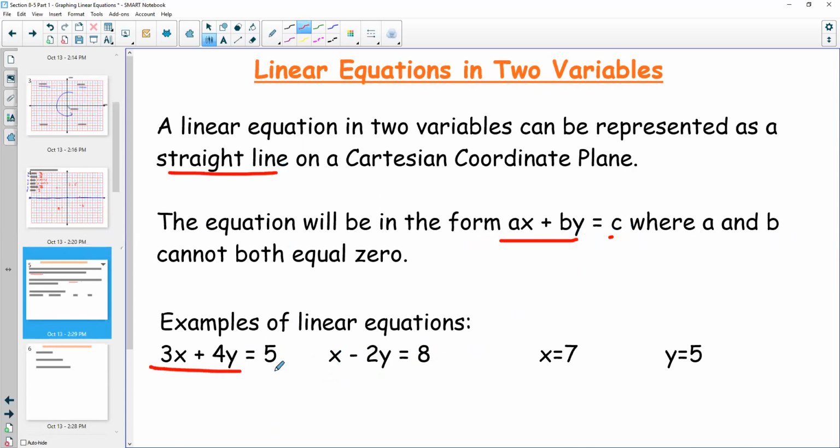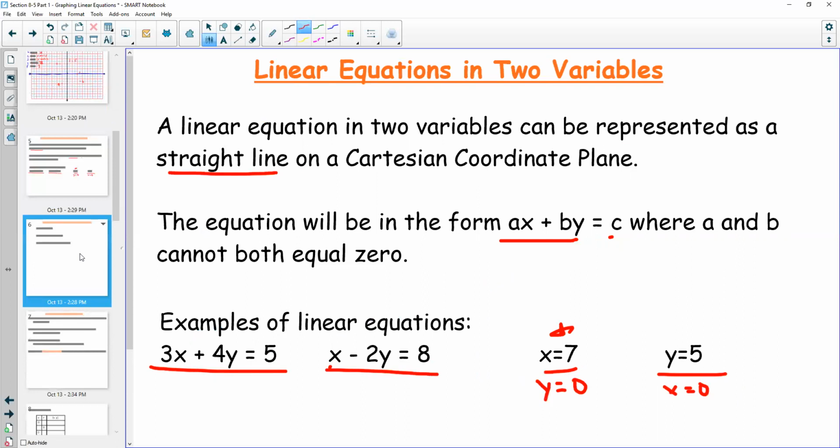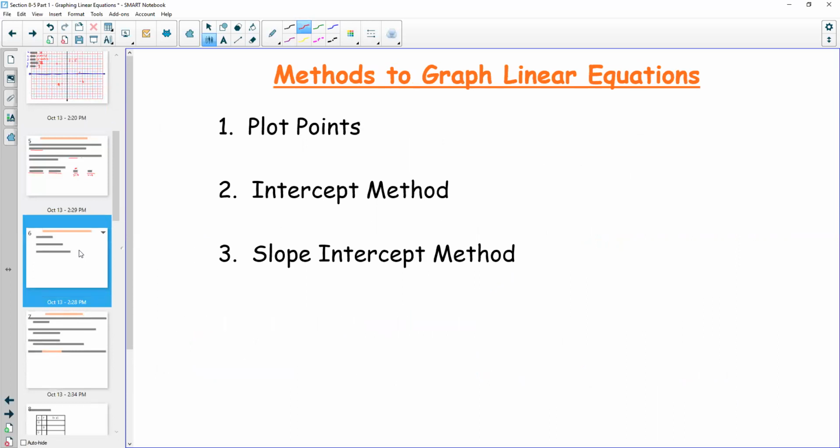These below here are all just examples of linear equations. Sometimes you'll have just an x equals something, sometimes just a y equals something, but these are all going to make straight lines because there is no quadratic in here, no squared, no cube, no nothing. We're in two variables technically, because when x equals 7, we can know y equals 0. When y equals 5, x equals 0. So it's sort of an implied 0. There are lots of ways to graph equations.